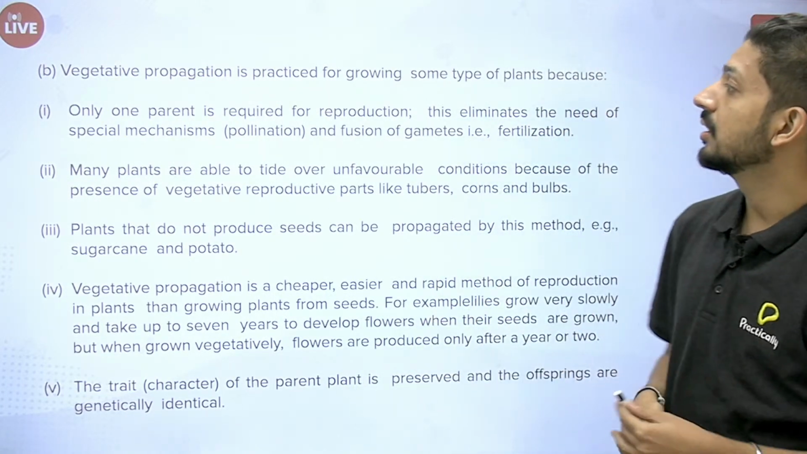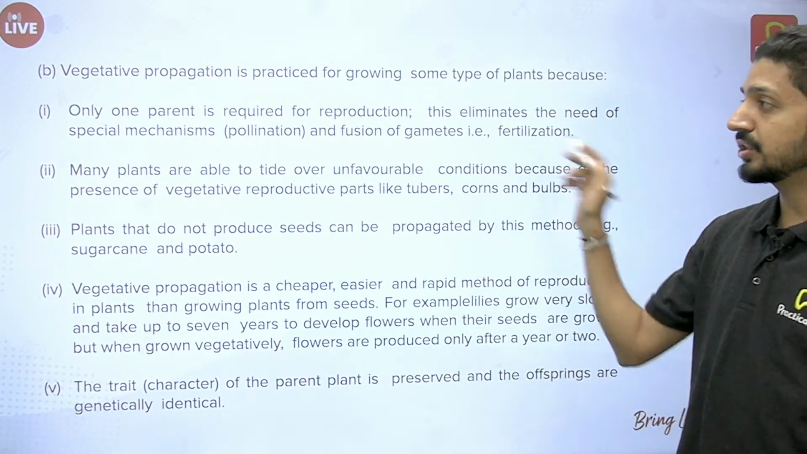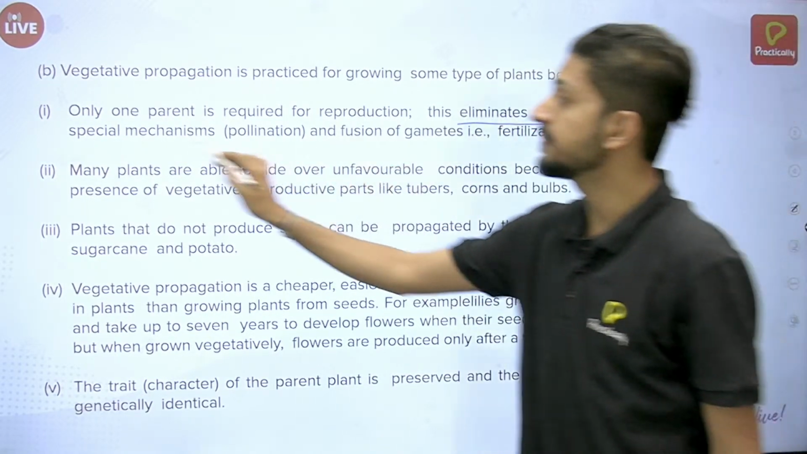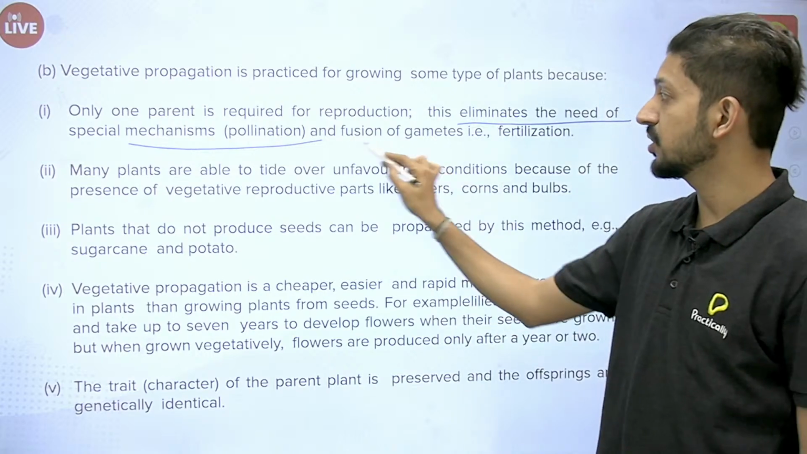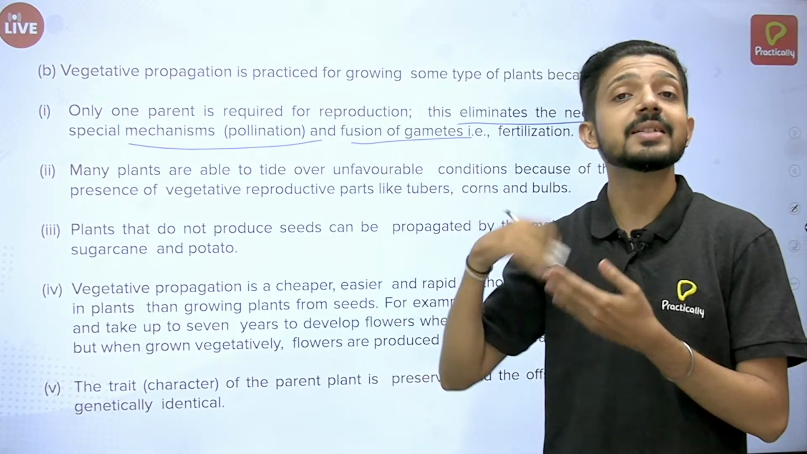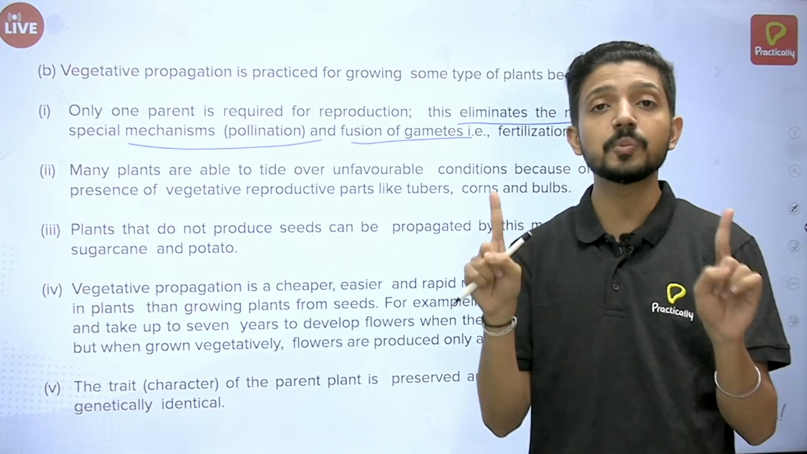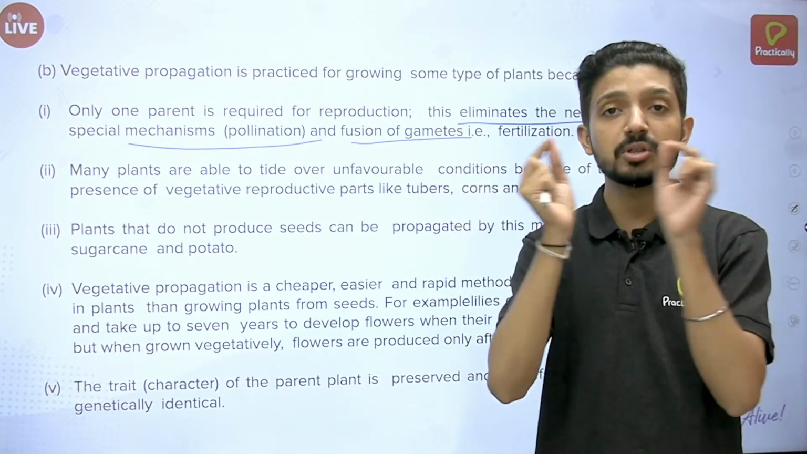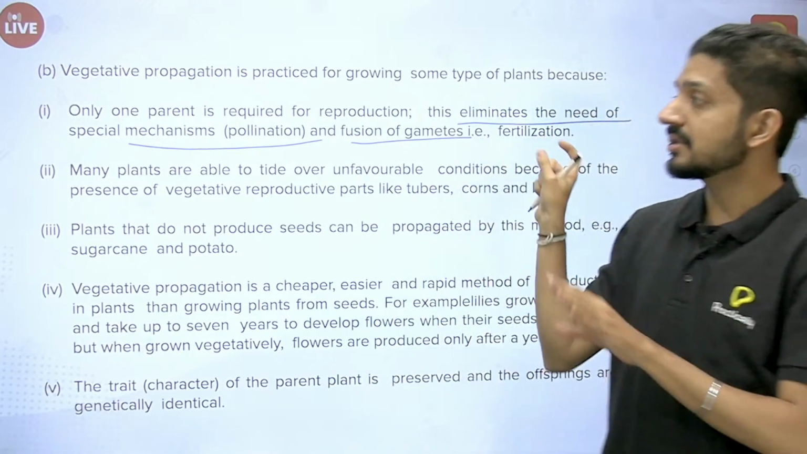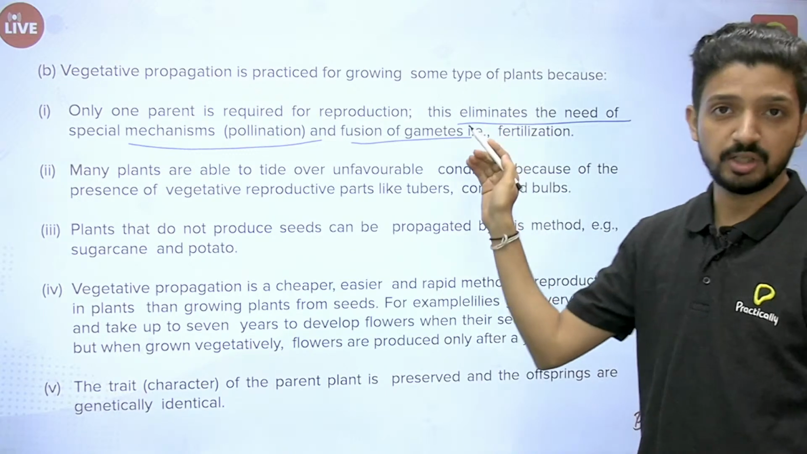Okay. So in case of vegetative propagation, it eliminates the need of special mechanisms like pollination and fusion of gametes, because this is the speciality of what? The sexual reproduction. As you know, in sexual reproduction, 2 parents are needed, and then the process of gamete transfer is needed. So it is like a little lengthy process that gets reduced if we do vegetative propagation.